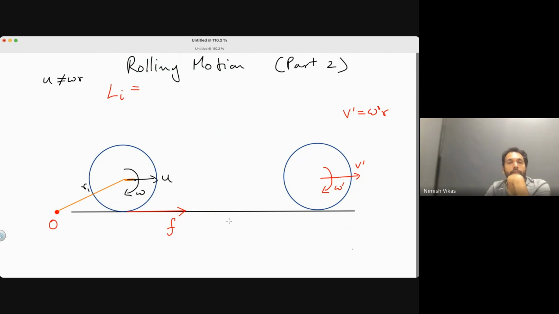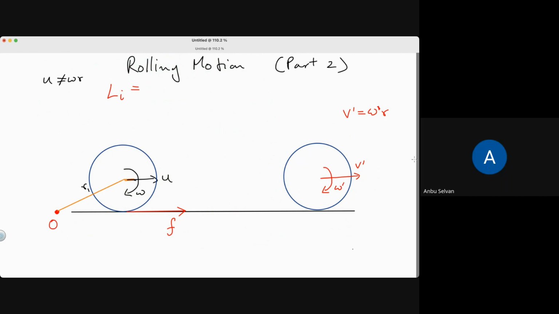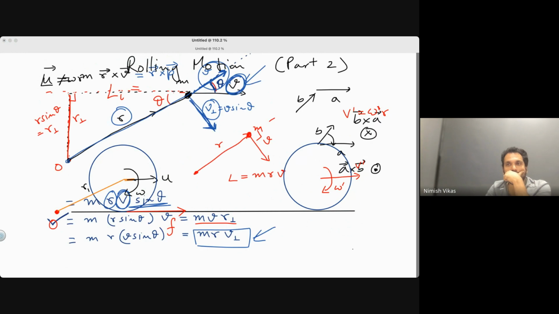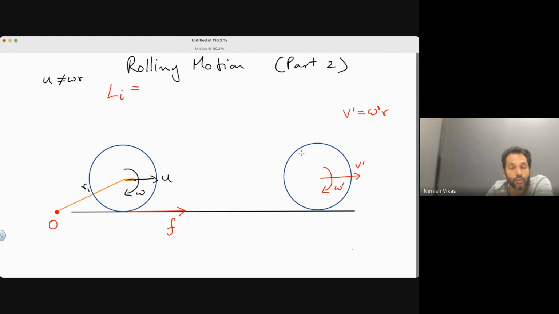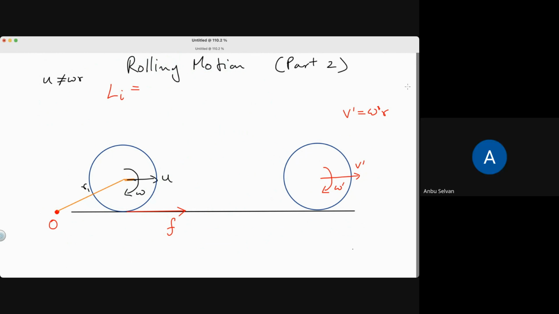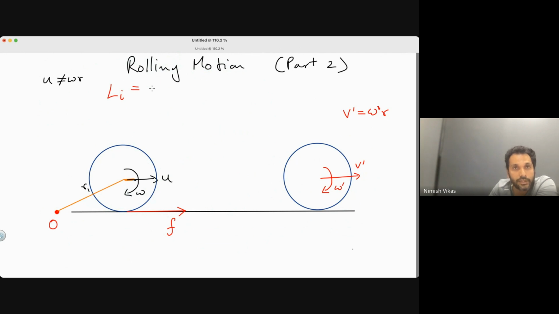What is the initial angular momentum? Anybody? Remember the formula was this, right? M U R plus I omega. Why R? Perpendicular distance, sir, from the force. Absolutely right. It is M R cross U, which we already discussed.